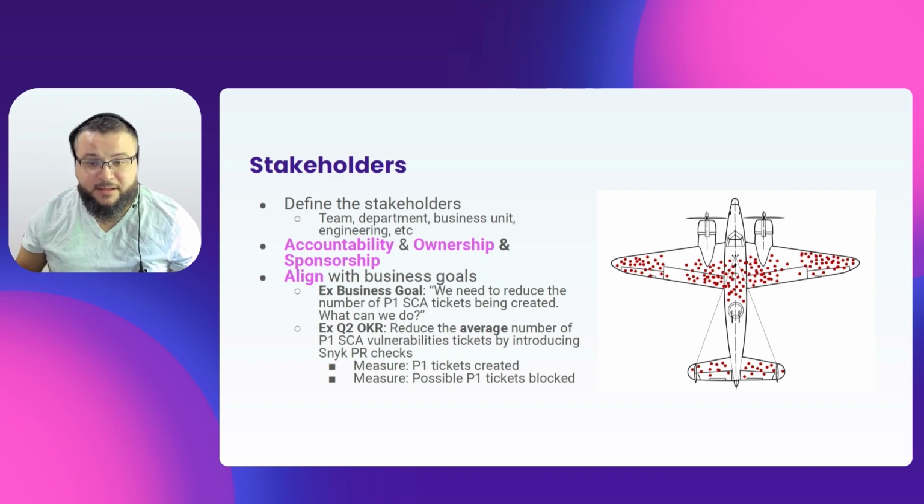They will back you through the project to ensure security metrics align with business goals. For example, a business goal could be to reduce the number of P1 SCA tickets being created. So based on this, we can define an OKR or whatever framework you use to reduce the average number of P1 tickets by introducing Snyk pull request checks. We will measure the P1 tickets created and the P1 tickets possibly blocked by the Snyk PR check. That delta is what we will measure for success.